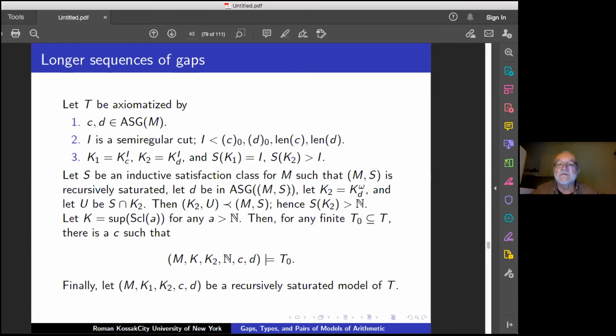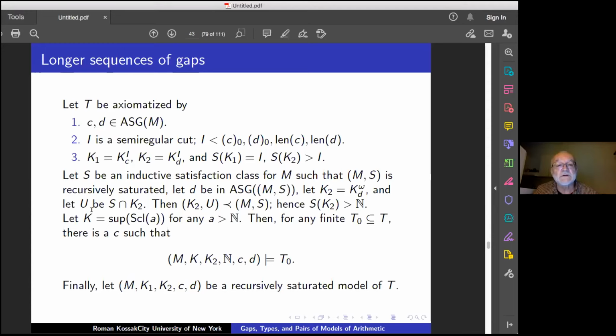It's a model of what's called PA*. So this machinery of minimal types works, and we can get an ascending sequence of gaps there, and we take the model that's determined by the sequence of gaps. D codes the sequence of length omega, and there are ascending sequences of gaps in M_S.